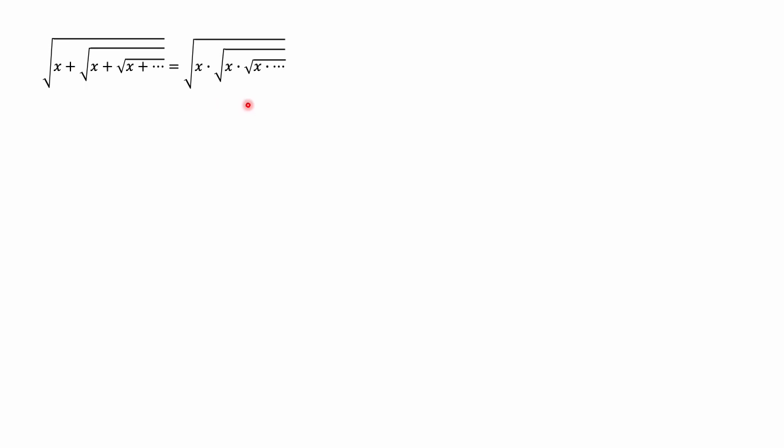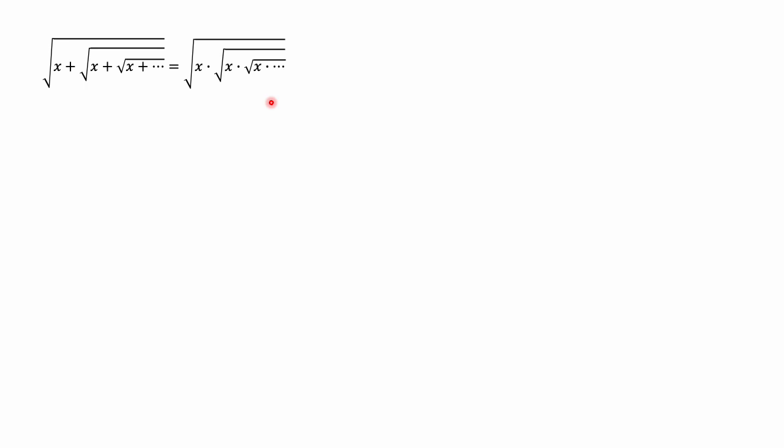Now on the right hand side we have kind of a similar story, but only with multiplication. We have stuff multiplying by x, taking square root, multiplying by x, taking square root, and we repeat it an infinite number of times. And we ask, at what x is the left hand side equal to the right hand side? So first of all we're going to start with the right hand side.